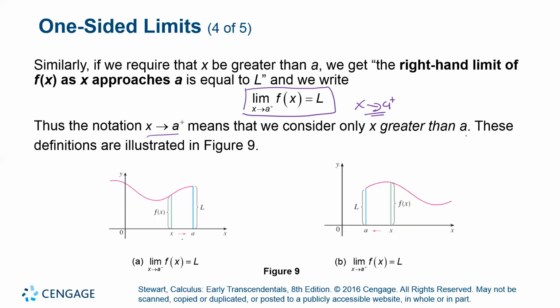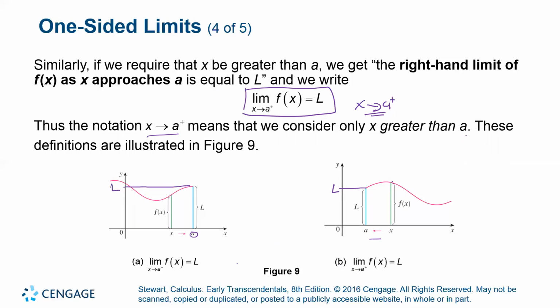Here x approaches a from the left, and in this one x approaches a from the right. Now here, this value right here is L, that's a function value. And over here, the value is also L.